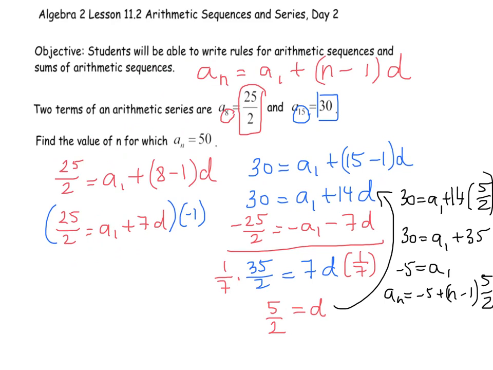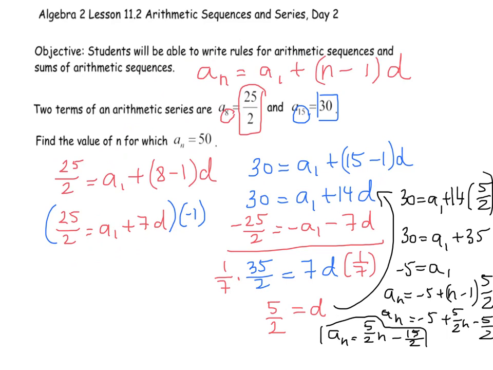And if I simplify, an will equal -5 plus 5 over 2 n minus 5 over 2. And if I simplify it in final form, I'm going to have an equals, negative 5 is negative 10 over 2, so I will have negative 15 over 2 plus 5 over 2n, or 5 over 2n minus 15 over 2. So this is the general rule for me.